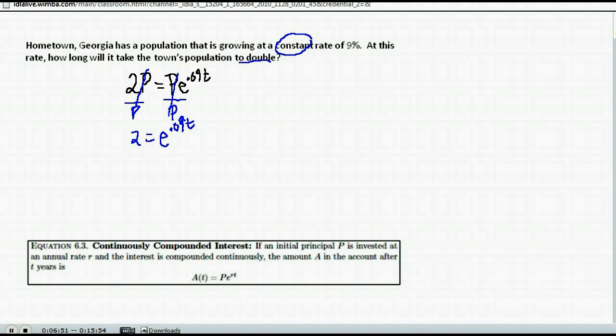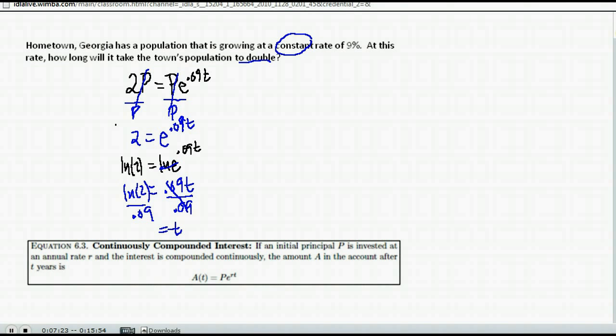To get that t down out of the exponent, we're going to do the log of both sides. We are going to do the natural log for sure here because we're dealing with e. That just makes things a lot simpler for us, because we know that when we take the natural log of e, that equals 1. So we just have 0.09t equals the natural log of 2. So to solve for t, all I have to do is divide both sides by 0.09.